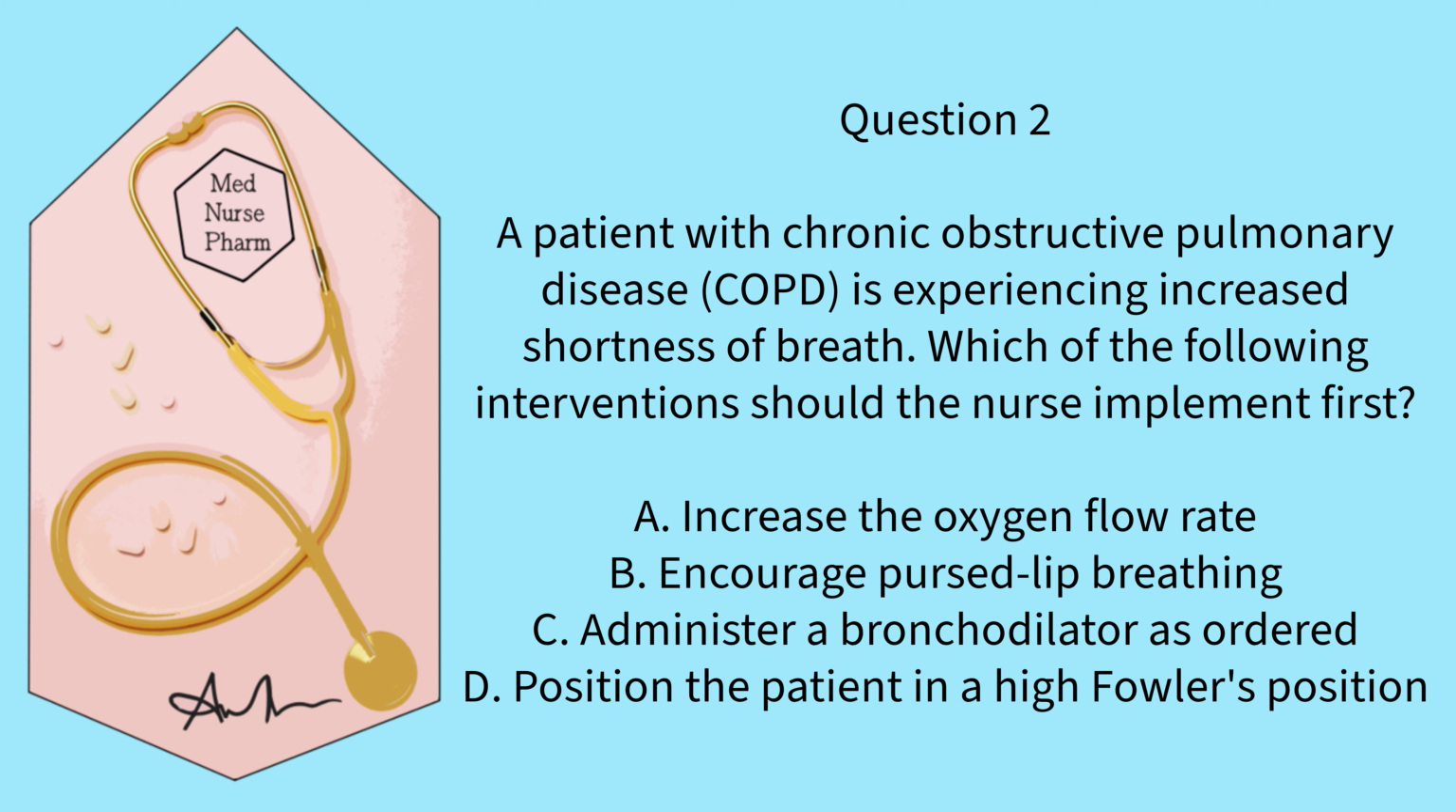Question 2. A patient with chronic obstructive pulmonary disease is experiencing increased shortness of breath. Which of the following interventions should the nurse implement first? Increase the oxygen flow rate, encourage pursed lip breathing, administer a bronchodilator as ordered, position the patient in a high Fowler's position. Pause the video and select your answer.